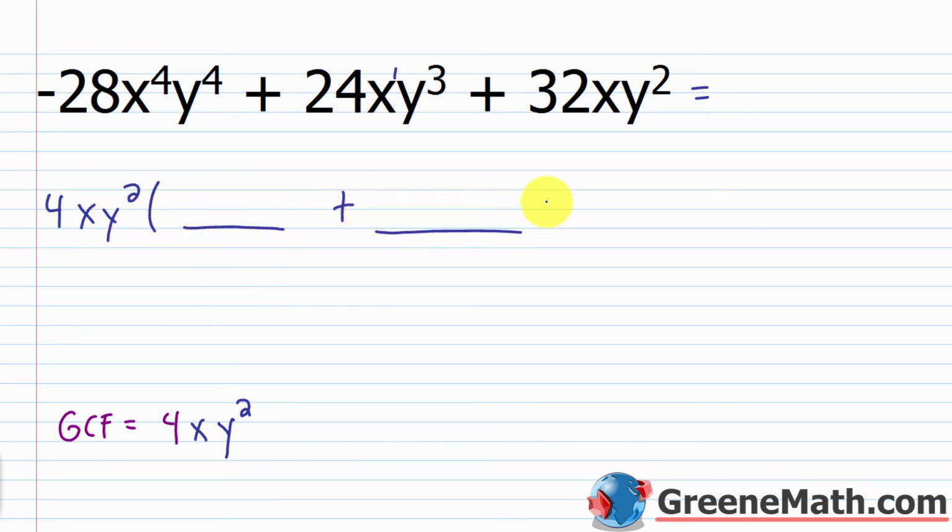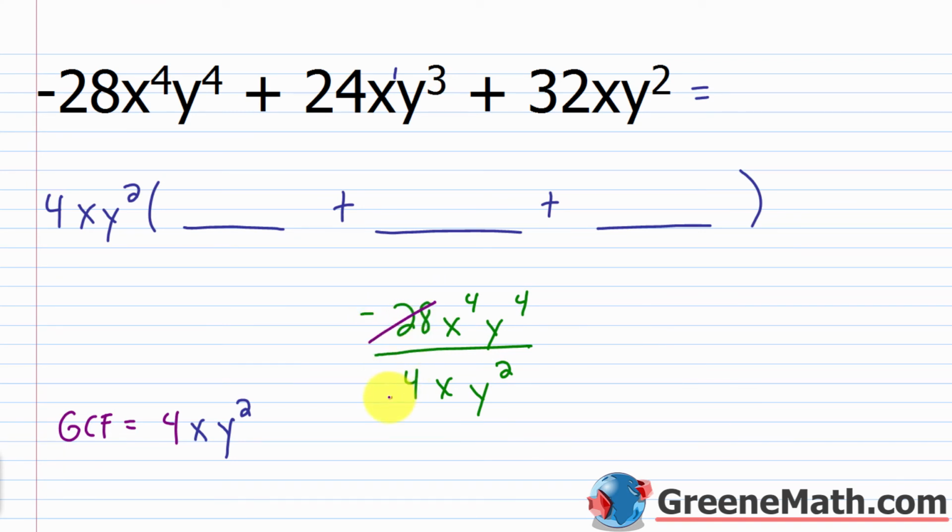And we'll have 3 terms in here. Again, to get the terms, I just take each term and divide it by the GCF, because division is the opposite of multiplication. So if I multiplied, I'd go back to what I had. So negative 28x to the 4th power, y to the 4th power, divided by 4xy squared. We think about negative 28 divided by 4 is negative 7. x to the 4th power over x is x cubed. And y to the 4th power over y squared is y squared. So this would be negative 7x cubed y squared.